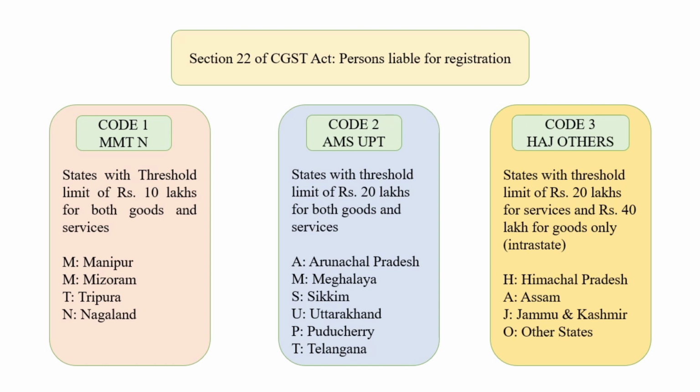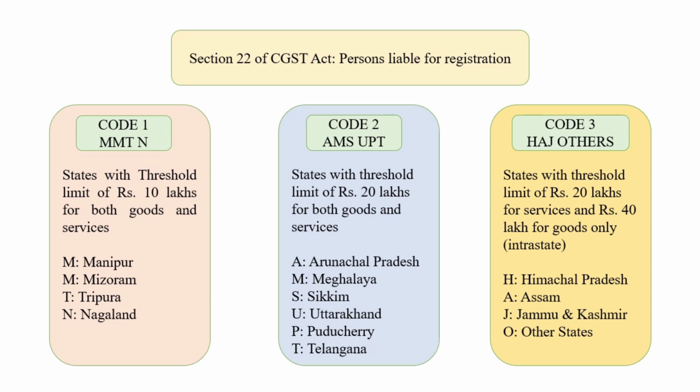20 and 40. And the third code is HAJ Others. H means Himachal Pradesh, A means Assam, J means Jammu and Kashmir, O means other states, all other states like Gujarat, Maharashtra, Rajasthan, Kerala, etc. State with a threshold limit of 20 lakh for services and 40 lakh for goods only if they are involved in intra-state business only. So this 40 lakh limit is available only on fulfilling a certain condition.